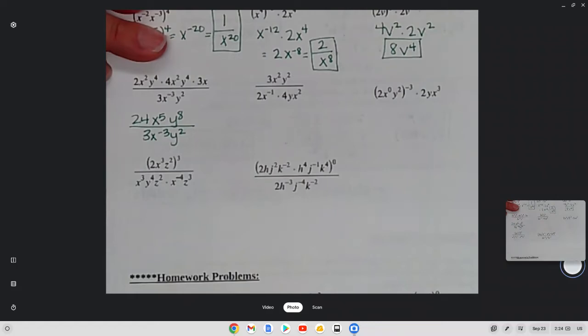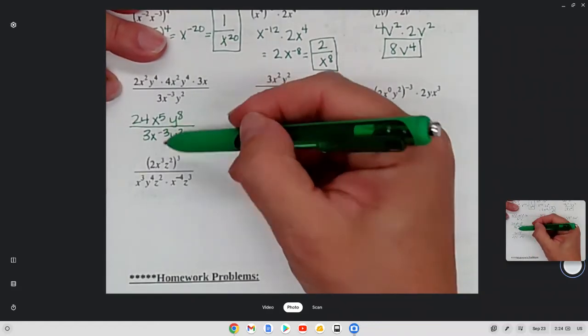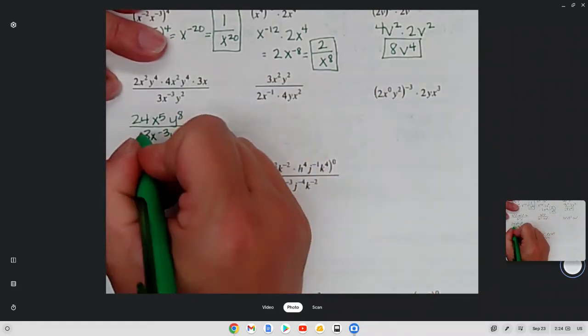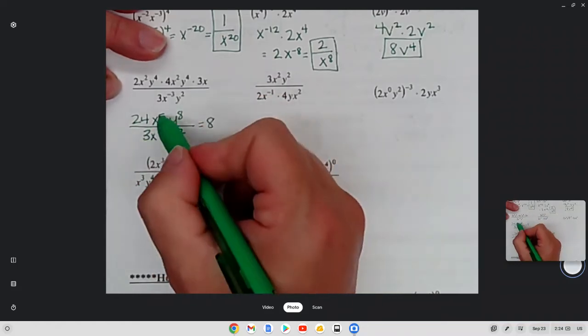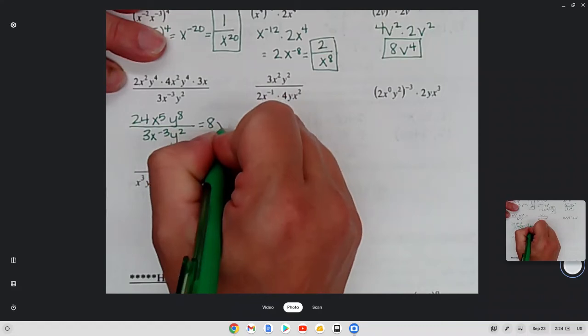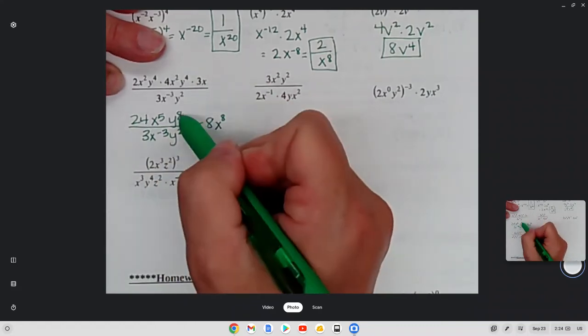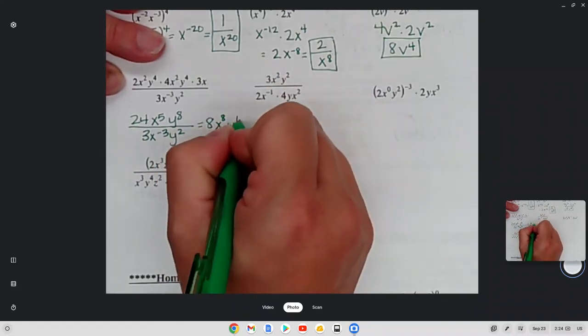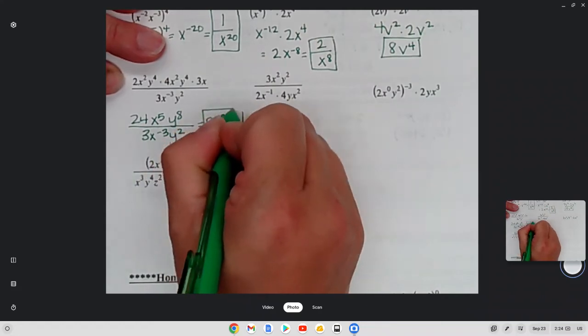Now we will simplify up and down. So 24 divided by 3, that's 8. 5 minus negative 3 is like 5 plus 3, so I get an x to the 8th here. 8 minus 2, 6. Here we are.